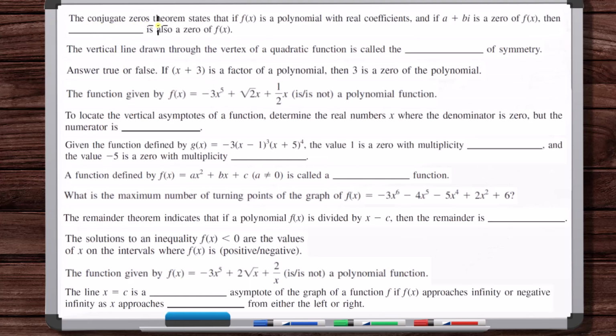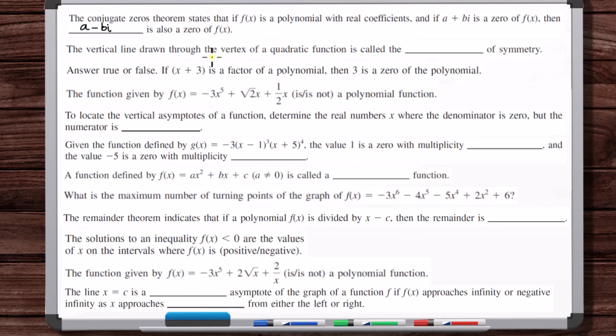The conjugate zeros theorem states that if f of x is a polynomial with real coefficients, and if a plus bi is a zero of f of x, then what is also a zero of f of x? Yeah, the conjugate zeros theorem. If you have a polynomial with real coefficients, which is the ones we deal with most of the time, then if you know that a plus bi, this complex number, is a zero of f of x, then you also know for sure that a minus bi is going to be a zero of f of x.